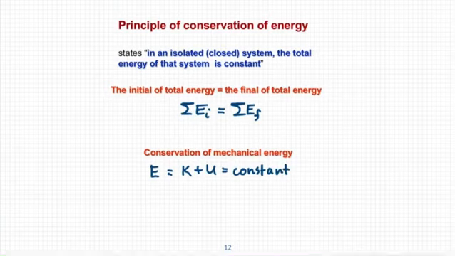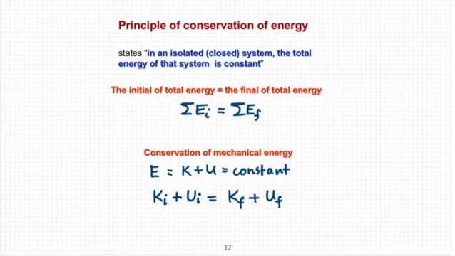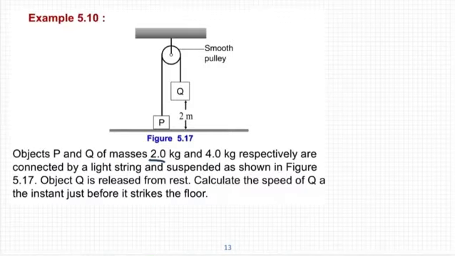So when this equation is constant, we get Ki plus Ui is equal to Kf plus Uf. Okay, let's do example 5.10.